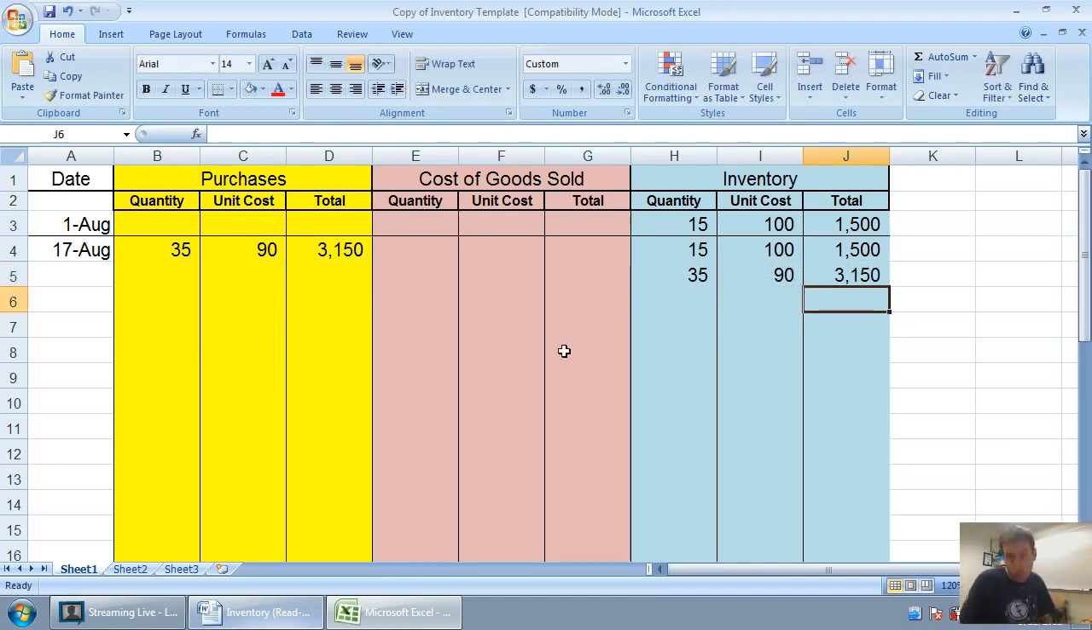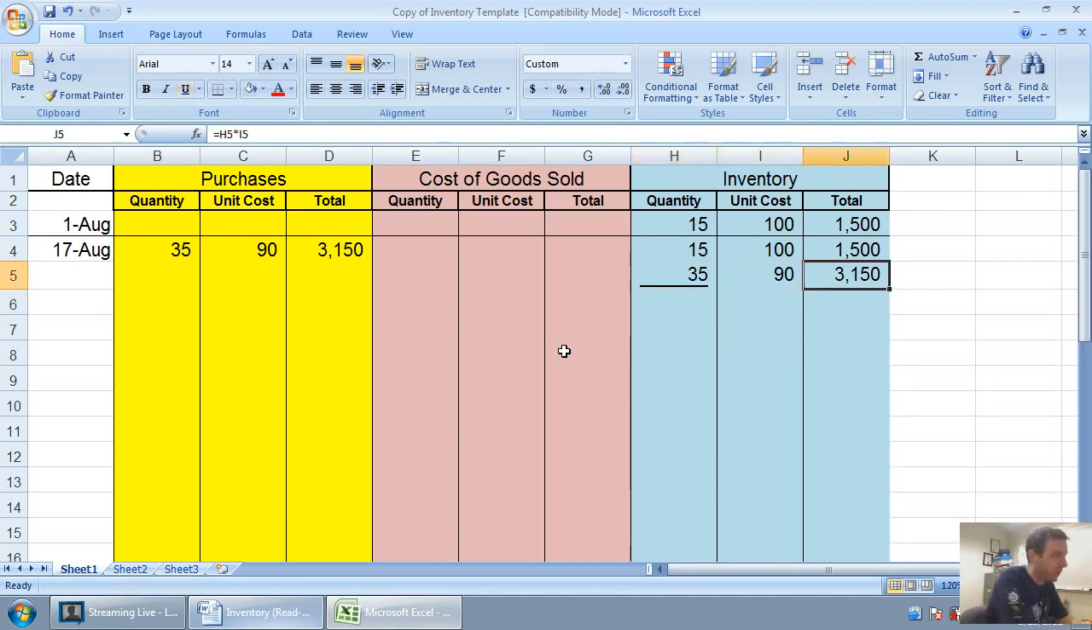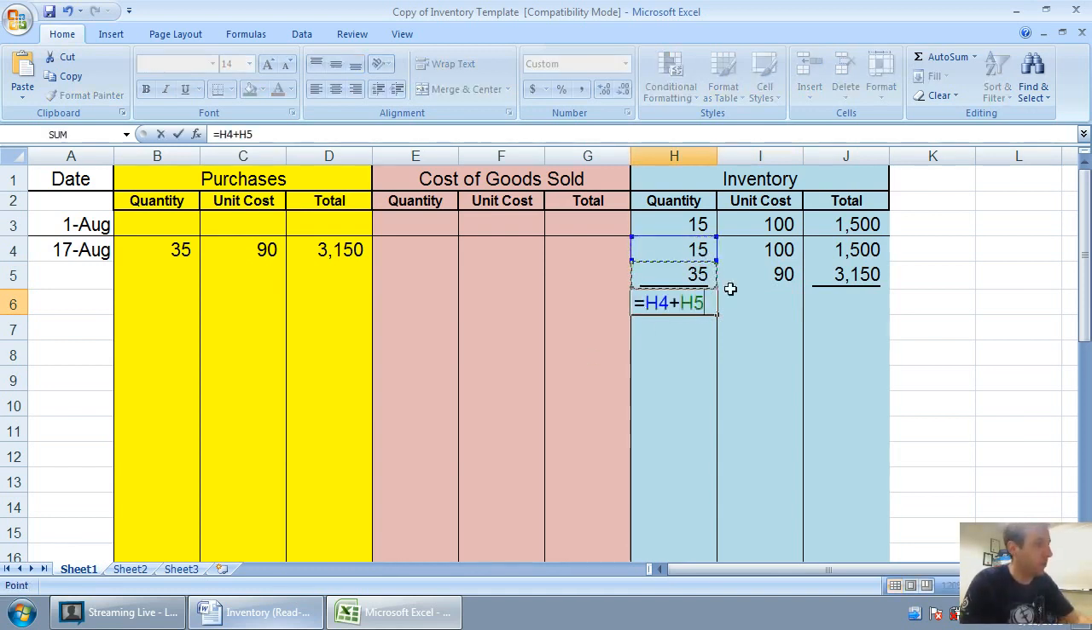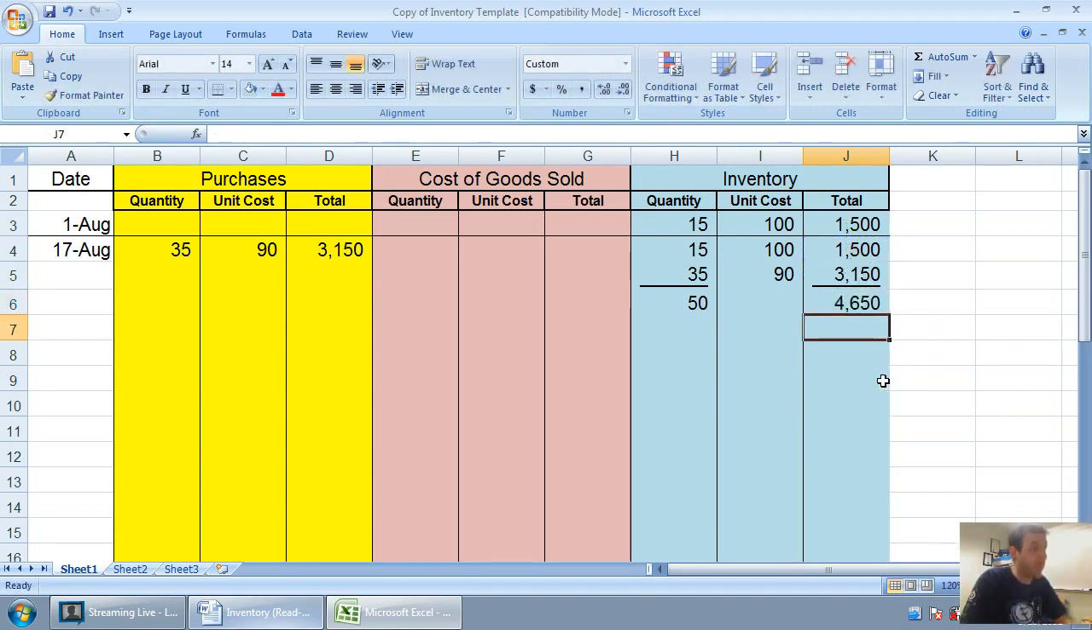Now with FIFO or LIFO, we would stop here and we just keep going. With weighted average, we need to combine the units. We need to total this up. And the way you do it is a little tricky. You total the quantity and you total the total, but you don't total the unit cost. So 15 plus 35 is 50 units. 1,500 plus 3,150 is, of course, 4,650. So now I have 50 units at a total value of 4,650.